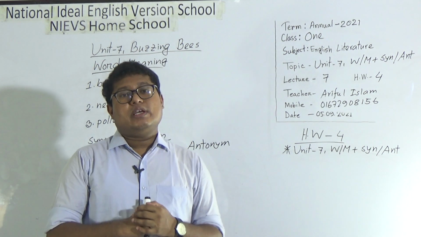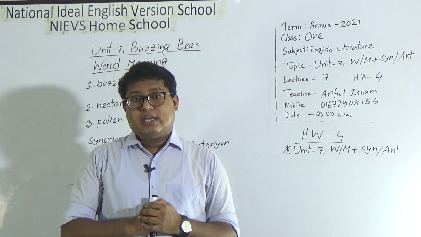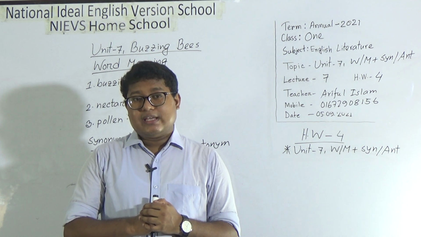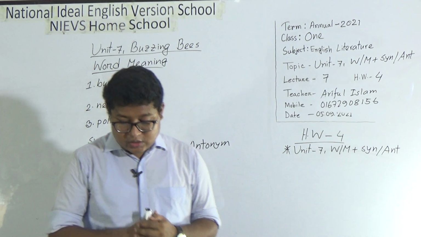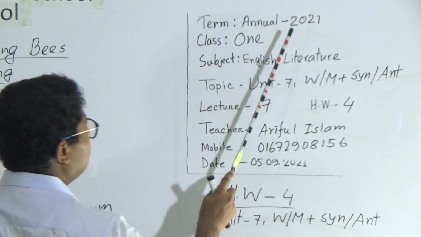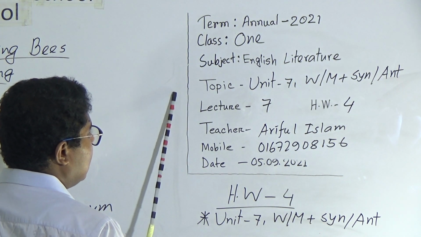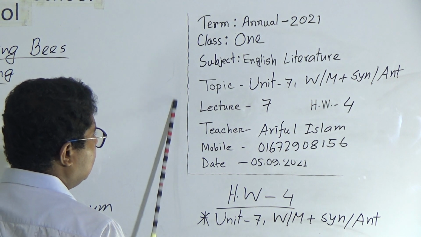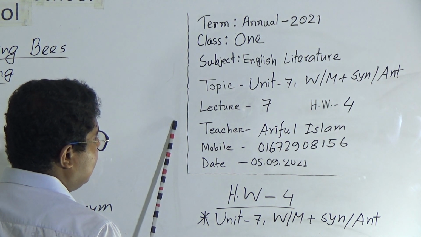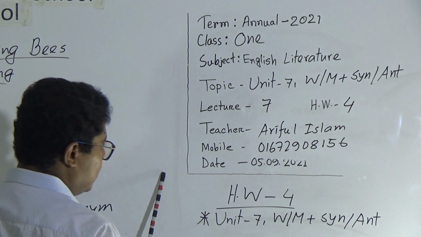Today I am going to take an English literature class for class 1 students. Our today's topic, Unit 7, word meaning and synonym antonym, CW. So let's see, my dear students, our today's class. Term, annual term, class 1, subject English literature, topic Unit 7, word meaning and synonym antonym, CW. Lecture 7, SW will be 4, Teacher Ariful Islam. This is my mobile number and today's date.